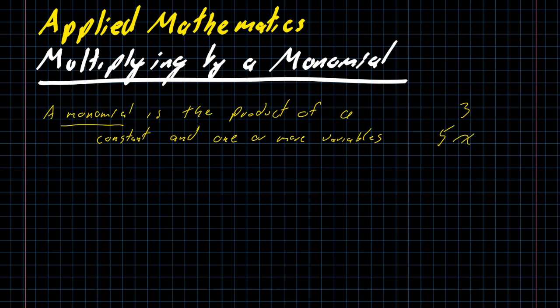A constant times a variable counts as a monomial. A constant times a variable times a different variable counts as a monomial. And if you have powers on those variables, it still counts, because x cubed is just multiplying by x 3 times. Finally, if you leave the constant off, it still counts, because of course you can always multiply something by 1 without changing it.